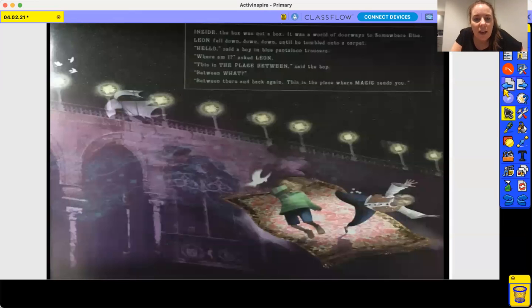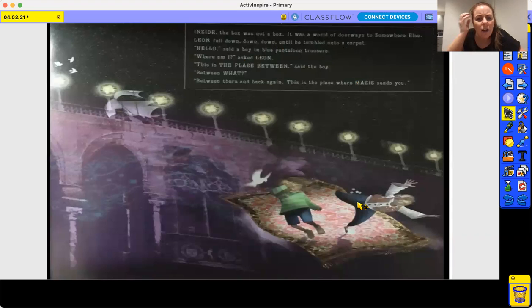Okay, so inside the box was not a box. It was a world of doorways to somewhere else. Leon fell down, down, down, until he tumbled onto a carpet. "Hello," said a boy in blue pantaloon trousers. Okay, so they're like the types of trousers they are. They're almost baggy around the upper part of the leg, and then they go straight.